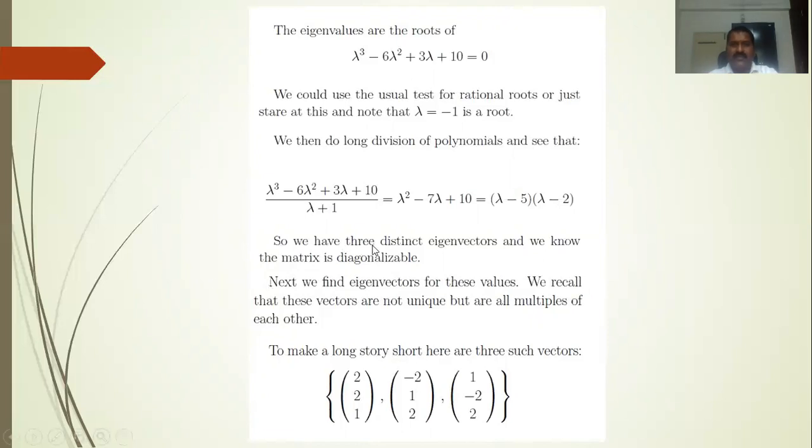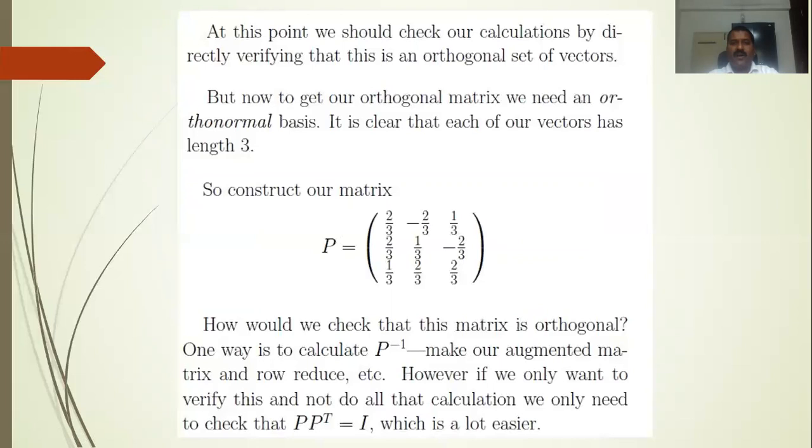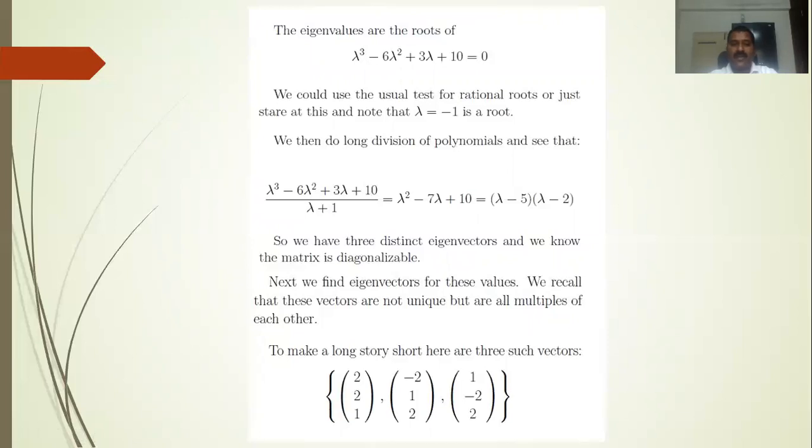Now, since we have 3 distinct eigenvalues, we know that it's diagonalizable, right? And let us construct the orthogonal matrix. An orthogonal matrix has to be constructed with orthogonal vectors which are normalized. So what we do is, let's normalize them, right? Look, they are all orthogonal.